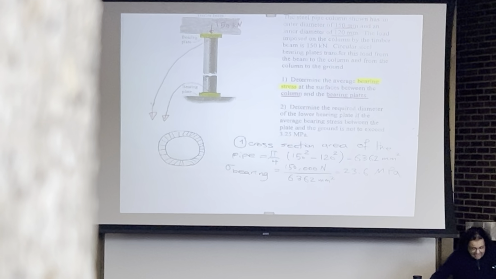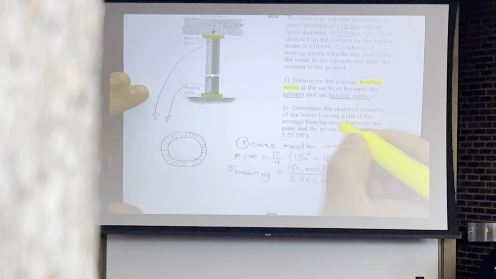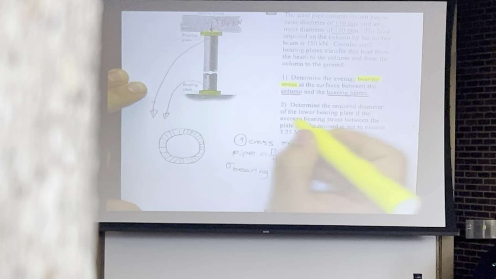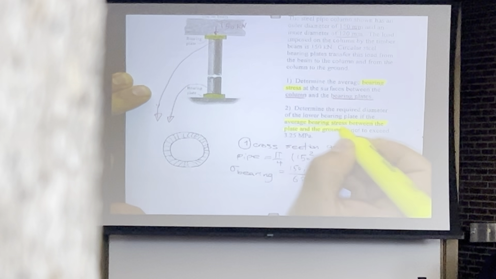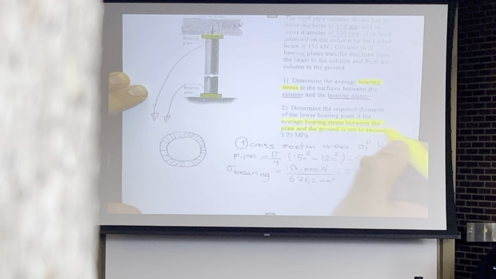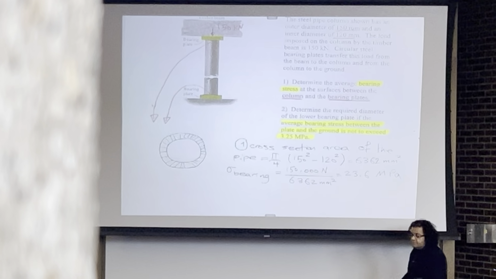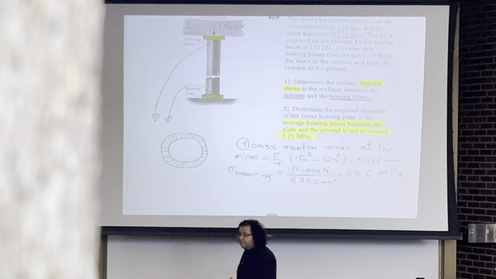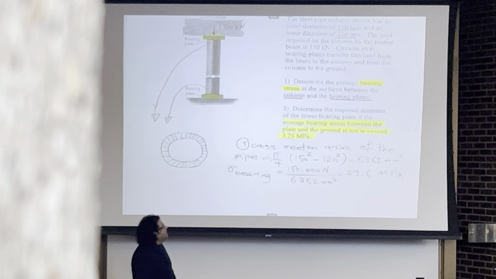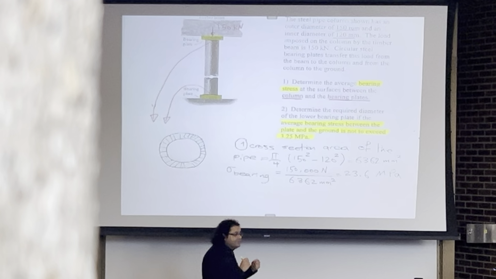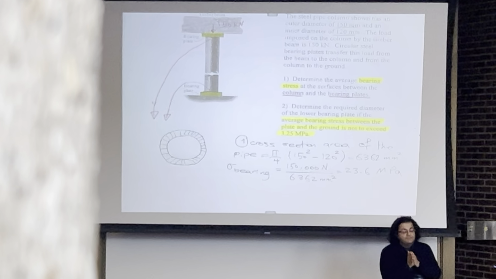So the problem is saying the average bearing stress between the plate and ground cannot exceed 3.25 MPa. That's a design requirement, a design criterion that is given. That stress cannot exceed 3.25. It is important to see that the allowable stress here is defined specifically between the two surfaces.